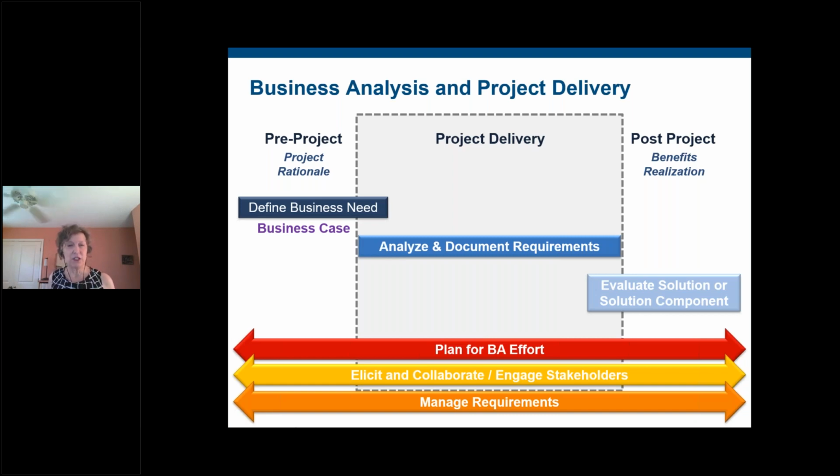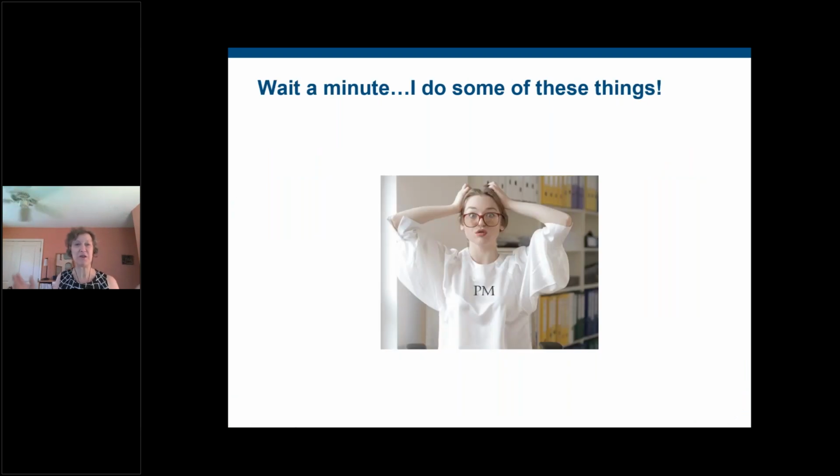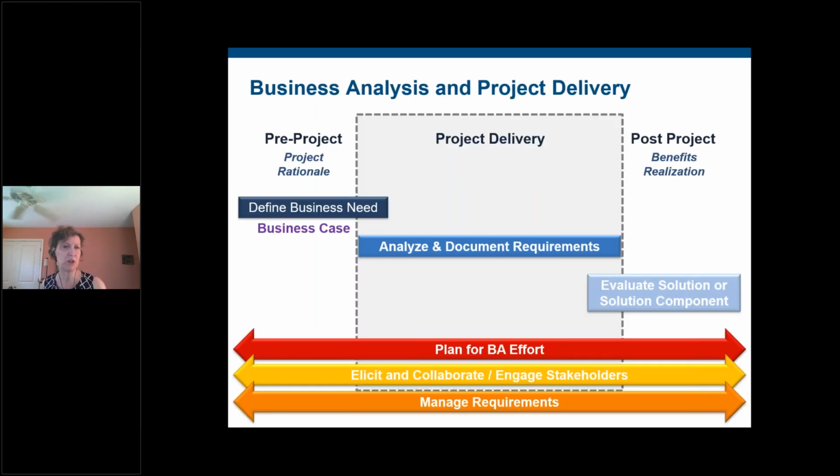So again, you can look at this, and this is really tidy, and we've got this nice box here, and we see where things are laid out, and we sort of see these buckets of BA work and how that plays with the PM. But again, as a project manager, I'm looking at something like, wait a minute, I do some of these things. In fact, I have specific reference to some of these things in the Project Management Body of Knowledge. So if you think about that business case, okay, I don't own that as a project manager, but I sure am familiar with it. In fact, I know that as an input into the charter. Charters, anyone? A key input is that business case.